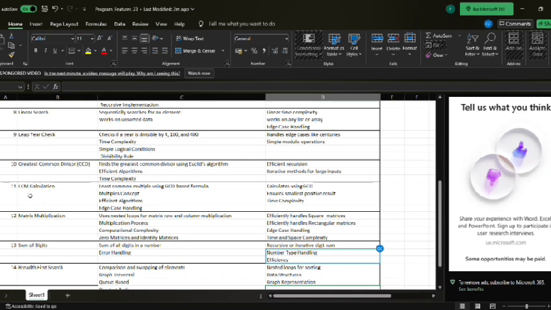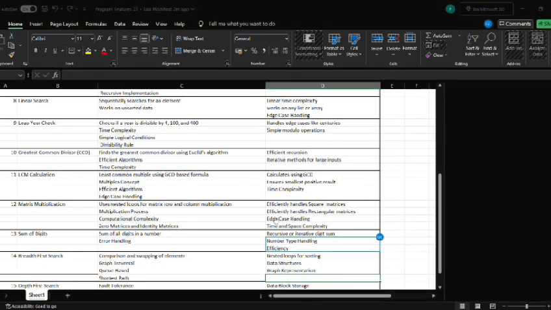12. Matrix multiplication. Nested loops: matrix multiplication involves nested loops to iterate over rows and columns. Computational complexity: matrix multiplication has a time complexity of O(n^3) for general matrices. 14. Breadth-first search, BFS. Graph traversal: BFS explores a graph level by level, visiting all nodes at a given depth before moving to the next depth. Queue-based: BFS uses a queue data structure to keep track of the nodes to be visited.